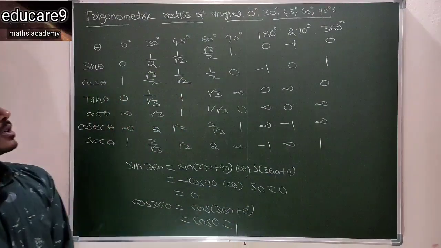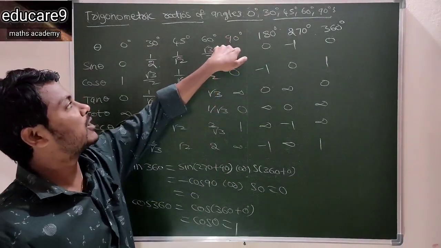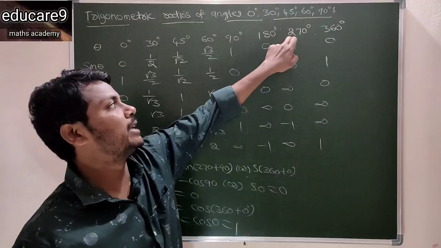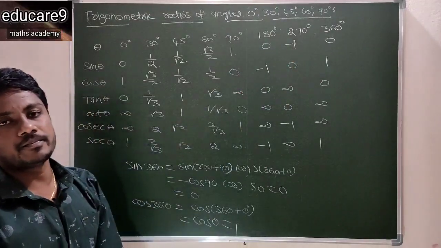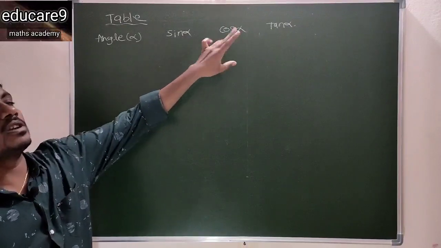So these are the trigonometric ratios of the angles 0, 30, 45, 60, 90, 180, 270, 360. Next is the table: angle alpha, sin alpha, cos alpha, tan alpha.